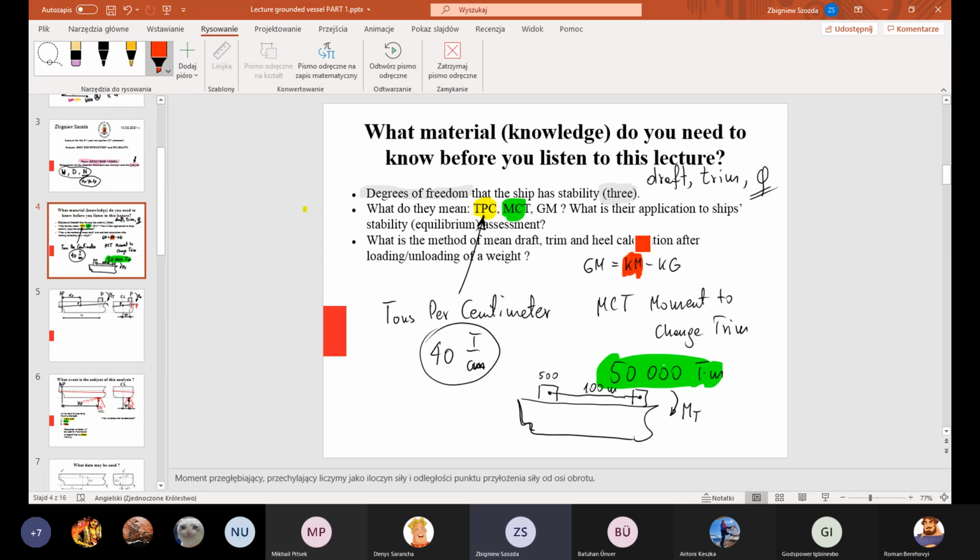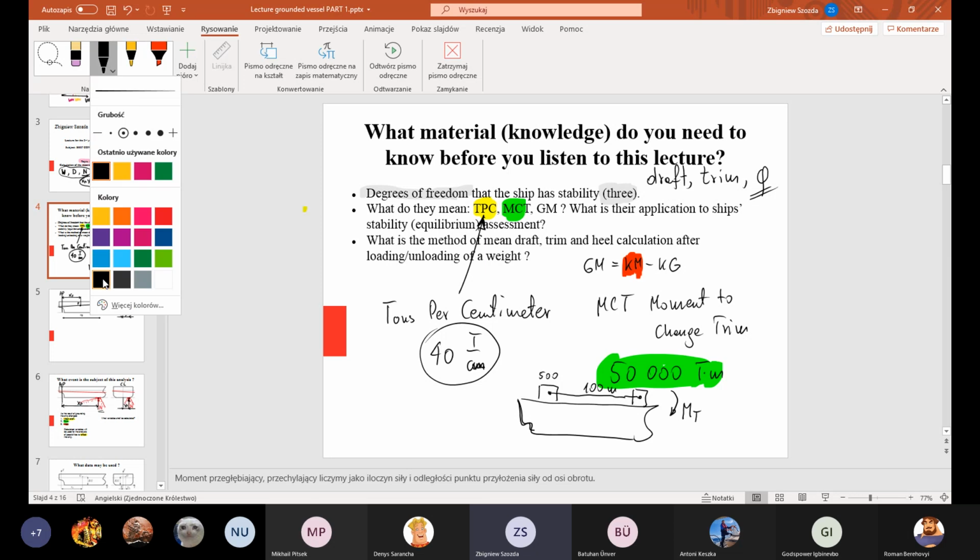Who will answer the question? If you are on board a ship and you need such variables for your calculations, where is the source of data? Where can you find such information like TPC, MCT, and KM? Tons per centimeter, moment to change trim, and vertical position of the metacentric point. Where is the source of data? It should be obvious for everybody.